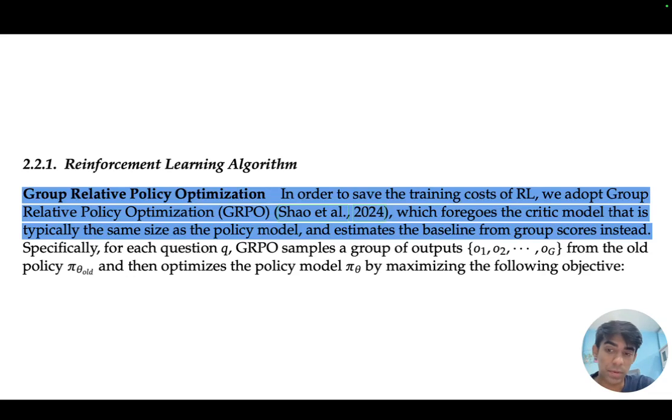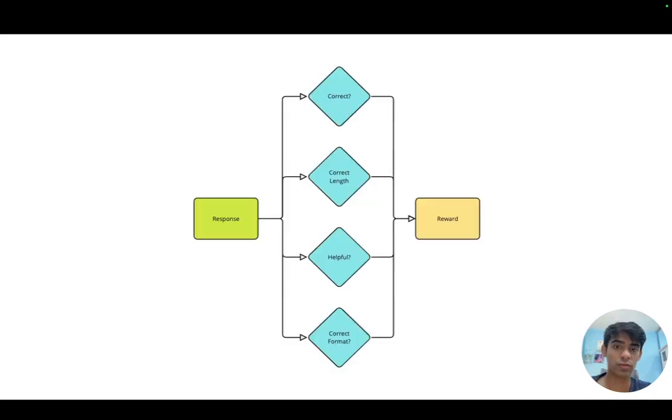So this is GRPO, group relative policy optimization. In order to save the cost of RL, we adopt group relative policy optimization. I think cost saving is one thing, and coming up with such an awesome solution which can help future developers is another thing. I would appreciate that they actually open sourced this whole technique. They say it foregoes the critic model, that is typically the same size as the policy model, and estimates the baseline from group scores instead. So we'll understand all these things in detail.